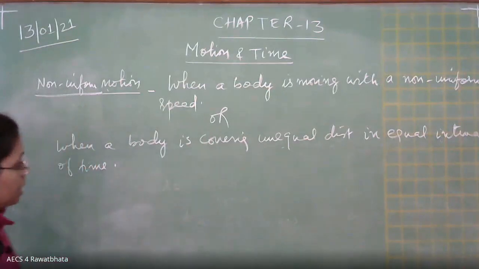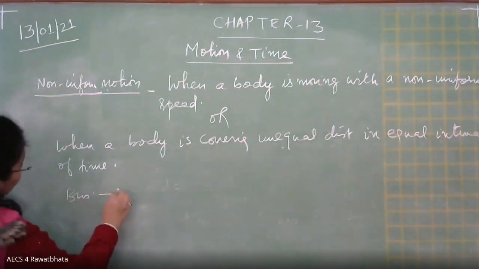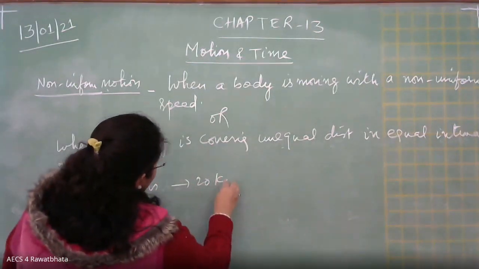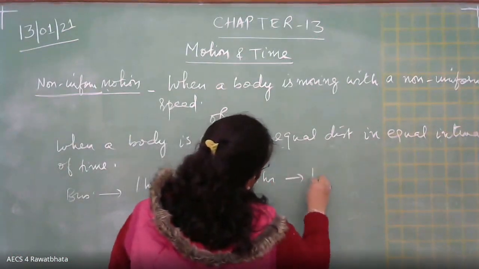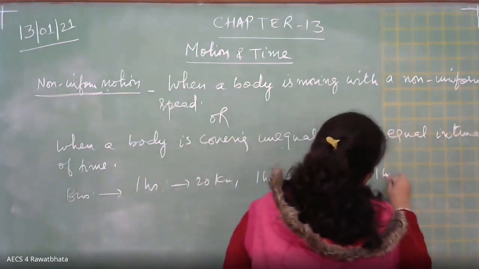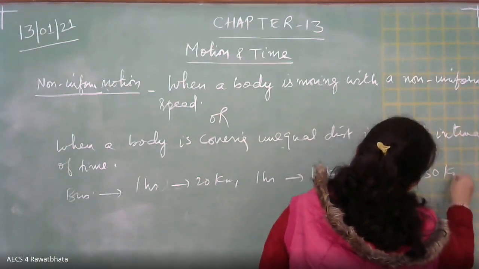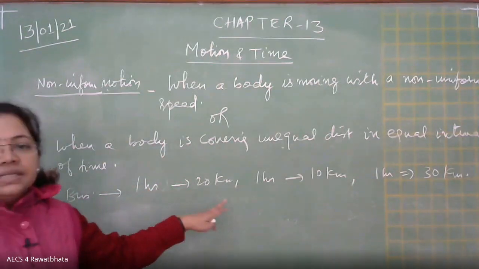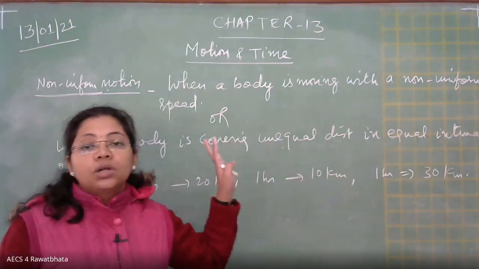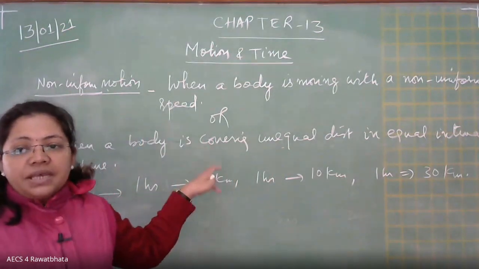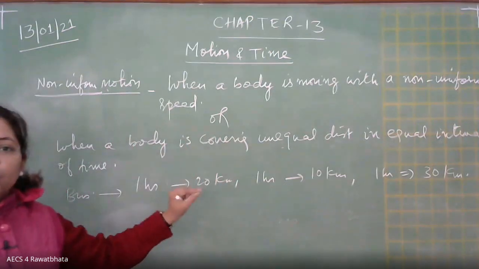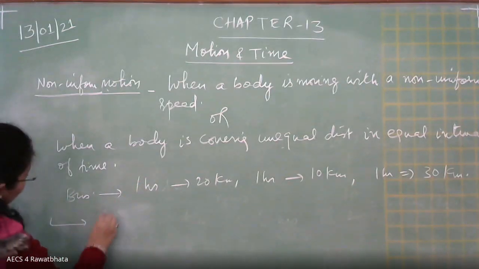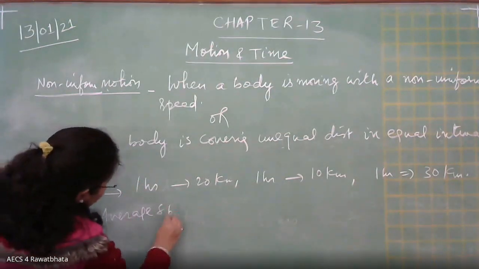For example, now we have another bus. That bus is covering, as I told you earlier, 20 kilometers in the first hour. In the second hour it has covered 10 kilometers. And then in the third hour it has covered, say, 30 kilometers. So the time interval is fixed, we are taking every 1 hour, but the distance covered by this particular vehicle is not the same. So when a body is said to move in non-uniform motion, always remember we have to calculate the average speed.